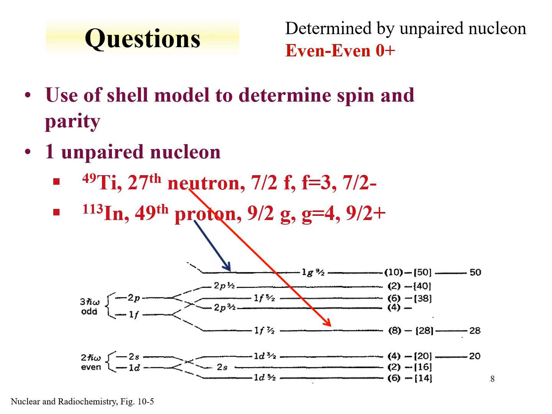Another example, indium-113. The 49th proton defines this element, indium, that lives here. It's a g 9 halves. 9 halves is the spin, g is 4, so it's 9 halves plus. If you go to the chart of the nuclides and look up indium-113, you'll indeed see that spin and parity are 9 halves plus. This also indicates that these nuclei are spherical, since the shell model is used to evaluate, and is based on, spherical nuclei.